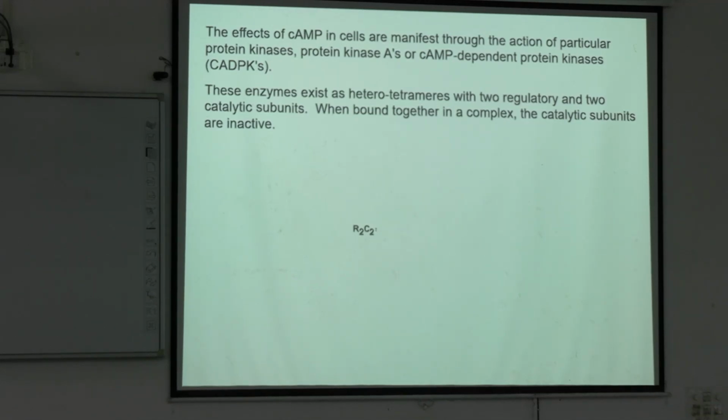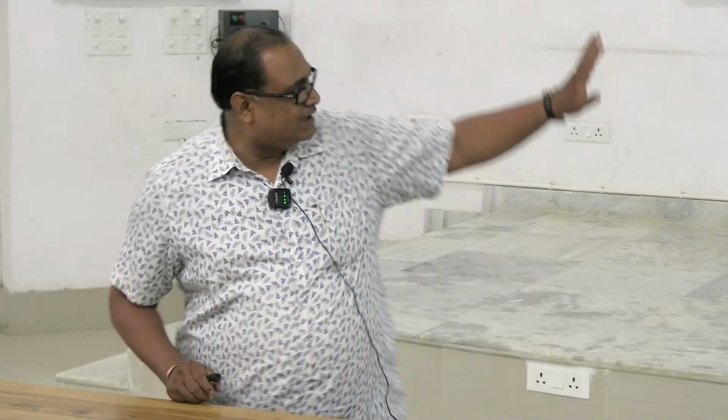Now here, CDPK, which is not CD of PK movie. CDPK means cyclic AMP dependent protein kinase. When I leave the slide here and go on talking, then you listen to my words and look at the board, try to read along with it.